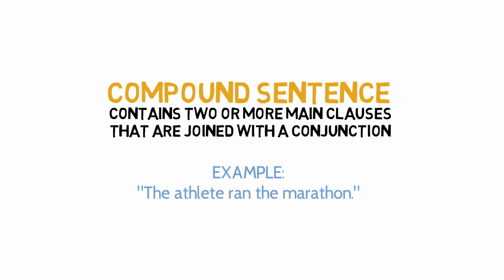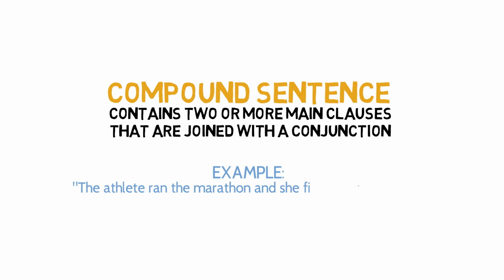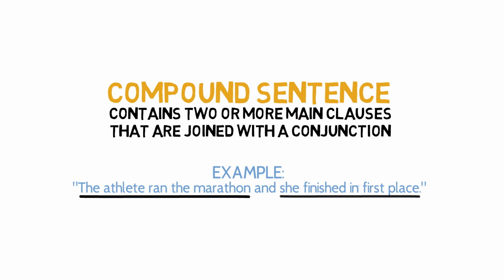So, to turn this into a compound sentence, we need to add another main clause to it and join it together with a conjunction. So, we can change this to, the athlete ran the marathon and she finished in first place. The athlete ran the marathon and she finished in first place are both main clauses, as they both make complete sense on their own. We have created a compound sentence here by joining these 2 main clauses together with the conjunction and.